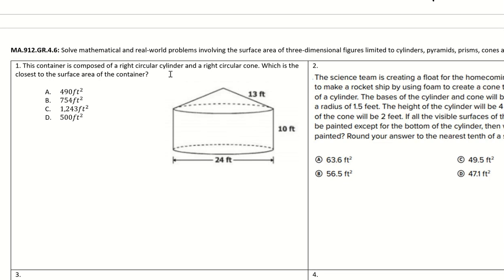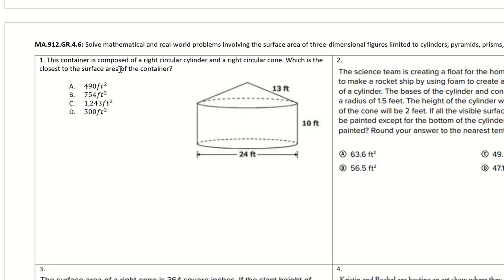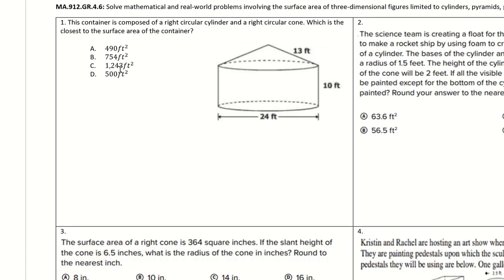All right, so GR 4.6, solve mathematical real-world problems involving surface area. Instead of volume, we're looking at surface area. So let's go over some of the formulas for surface area. Here we have a cone and a cylinder.